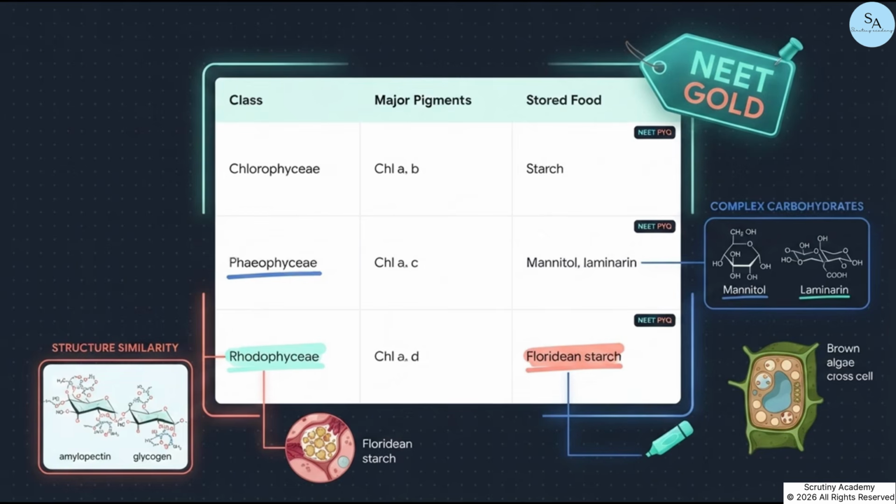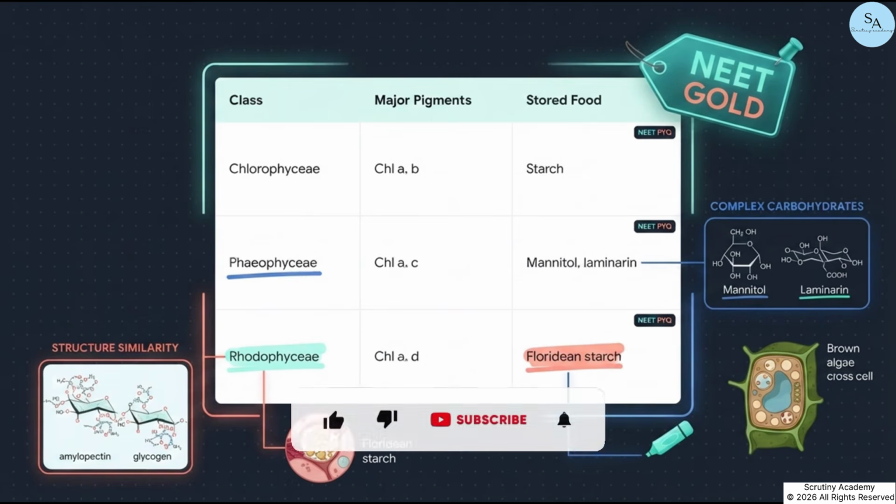This table? Oh, it's absolute gold for your exams. But don't just blindly memorize it. Look for the patterns here. Focus heavily on the stored food differences. For instance, red algae, Rhodophyceae, store food as Floridean starch, which, fun fact, is structurally super similar to amylopectin and glycogen. Meanwhile, brown algae, Phaeophyceae, store it as complex carbohydrates like mannitol or laminarin. Knowing exactly which chemical belongs to which color class is a highly recurring question format.